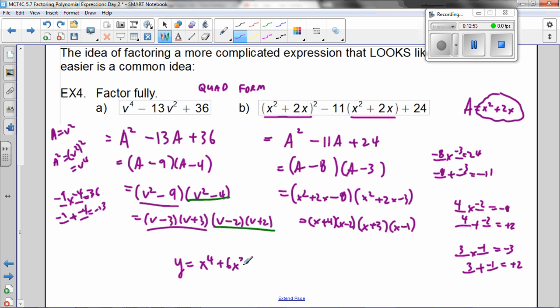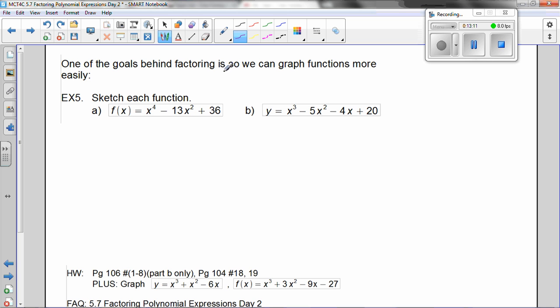graphing stuff. We were graphing stuff like this, and we were talking about starts and ends and zeros and bounces. We're talking about graphs, and where did that go? Because once we could see a graph, we knew a whole bunch of stuff about the expression as well. So that's what we're getting back to. One of the goals behind factoring is so we can graph functions more easily.